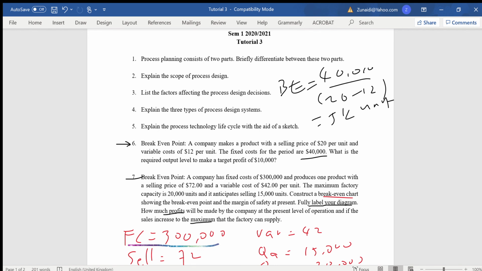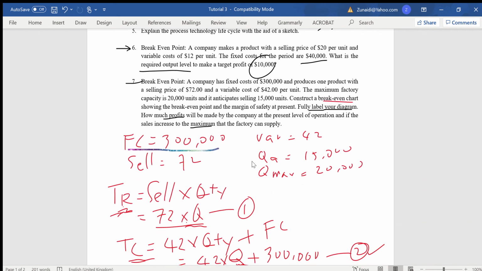And then you can also calculate the required output level to make the target profit. So they have target profit here 10K. So how to calculate this one? I will show you.